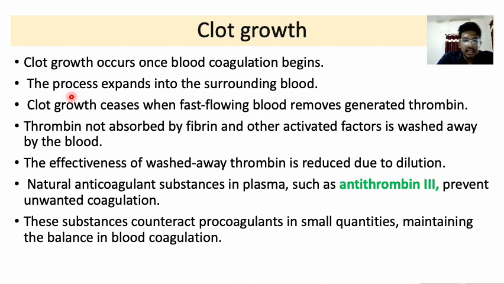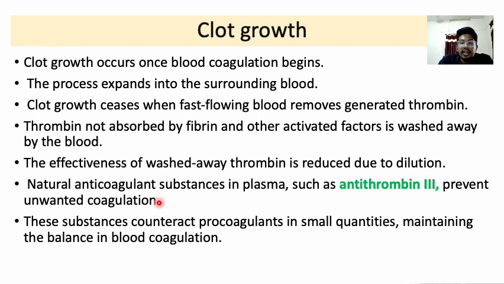Clot growth causes the expansion of the clot into the surrounding blood. The clot growth ceases when the fast flowing blood removes the generated thrombin. Thrombin is required for the clot formation. Thrombin, when it is not absorbed by the fibrin and other activated factors, is also washed away by the blood. The effectiveness of the washed away thrombin is reduced due to dilution. When initially the thrombin was limited to a little bit of area, clot will happen. But what if the thrombin is getting very easily washed away and diluted in the blood? No more clot will happen.